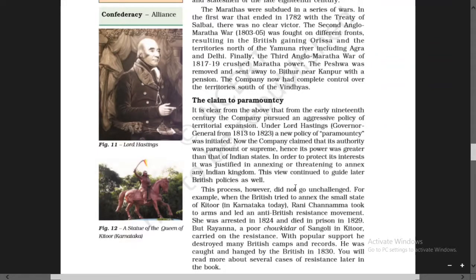This process, however, did not go unchallenged. For example, when the British tried to annex the small state of Kittur in Karnataka today, Rani Channamma took to arms and led an anti-British resistance. Resistance means opposition.